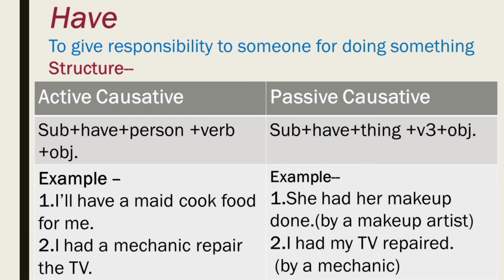Sentences with have can be formed in two ways. The first structure is subject, then the verb have, then usually a person, then first form of the verb, and then object. This sentence structure is exactly same as the prior ones, and this is known as active causative. Now the second structure is subject, then have, then usually a thing, and then past participle form of the verb or third form of the verb. This is called passive causative.